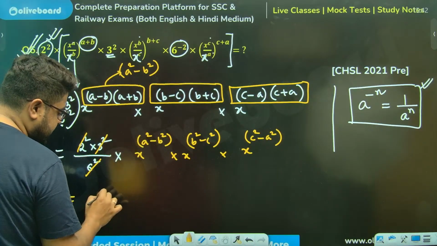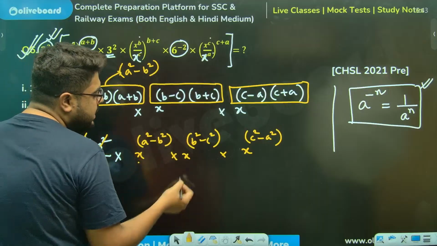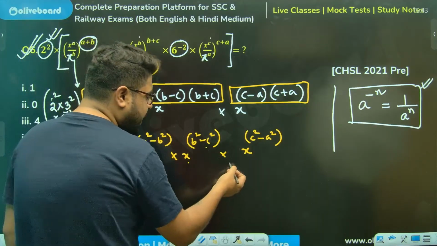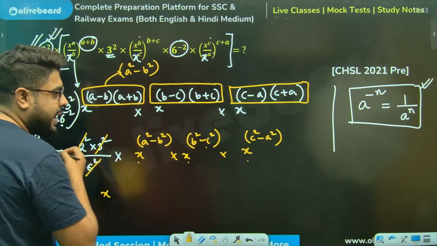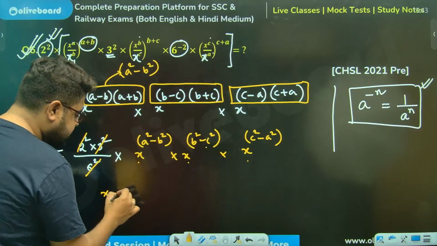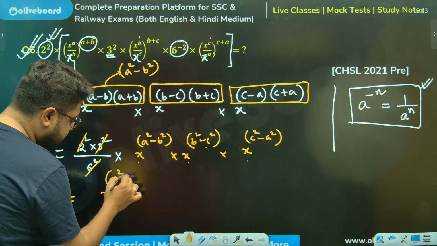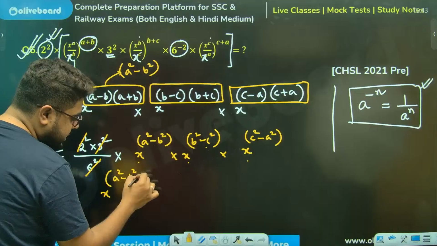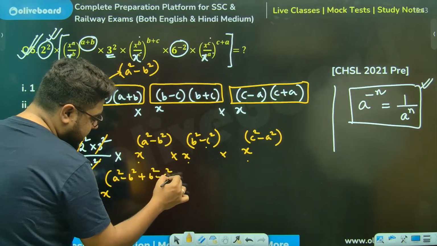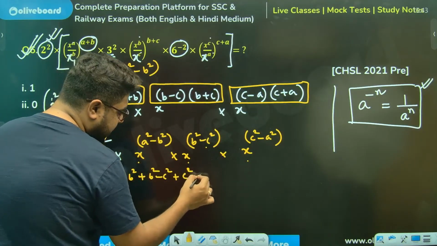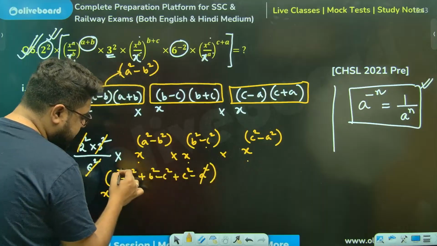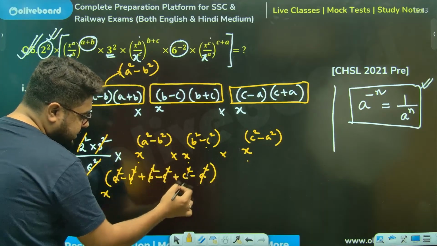So this is again a to the power m into a to the power n into a to the power p. So again everything will be added. Sir, add it up. A square minus b square plus b square minus c square plus c square minus a square. Sir, a square, b square, c square, c square.